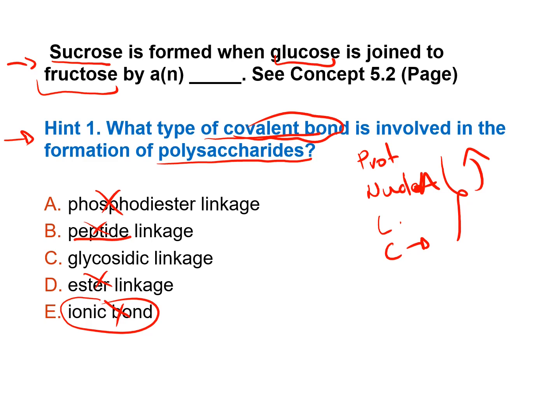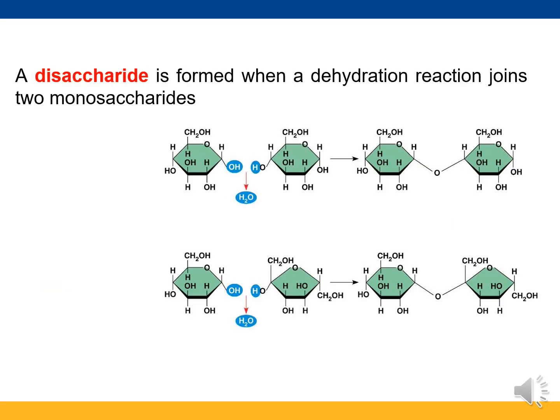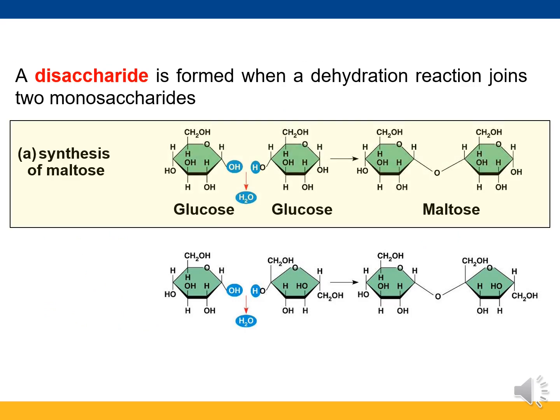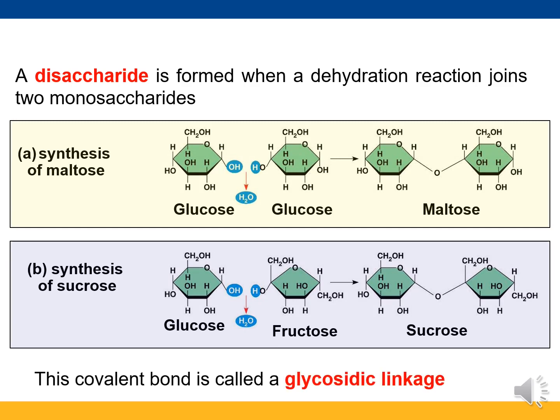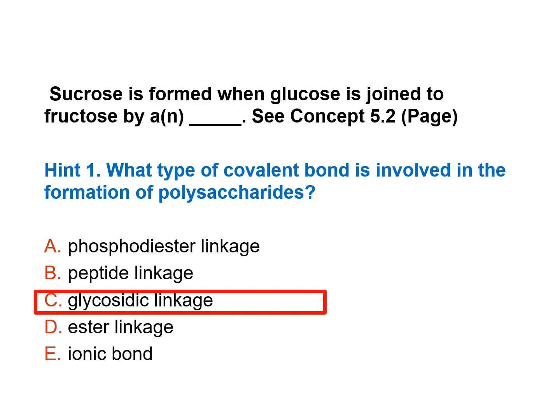So let's go and see in which part of the video lecture we talk about that. If you go to the video lecture, in the formation of disaccharides, we talk about how maltose is formed and how sucrose is formed. And I said that this covalent bond is called glycosidic linkage. So here, if you have any doubt, go back to the video lecture.